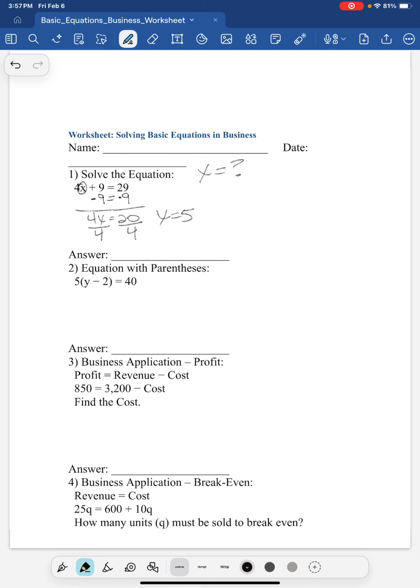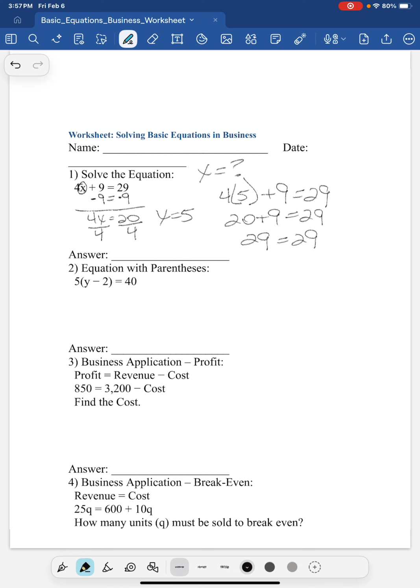And this is a pretty basic one, but I'll show you how to plug it back in, and that way if you have a more complicated problem, you'll know how to go back and check yourself. So if you substitute the 5 for the x, you have 4 times 5 plus 9 equals 29. So you have 20 plus 9 equals 29. So you have 29 equals 29. So that you see that you did that correctly.